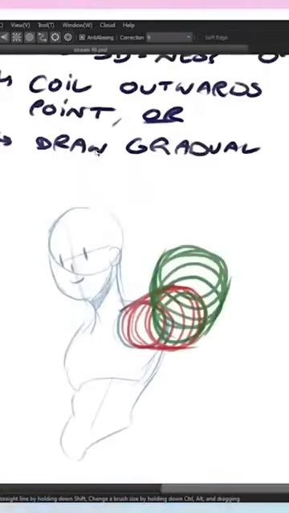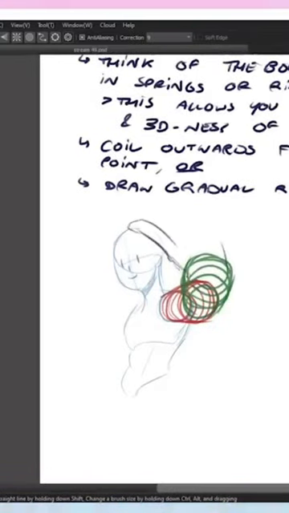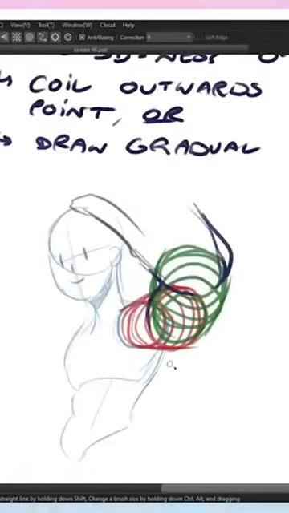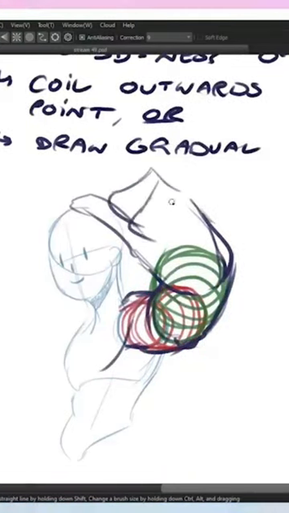The ring method is exactly the same. It's literally just using rings instead of coils. The coil helps you keep your consistency of your shape. Rings just help keep it a little bit neater and easier to follow with the eyes. That's literally it.